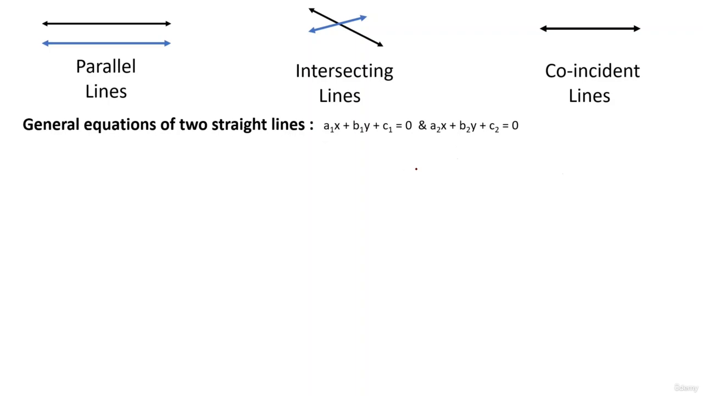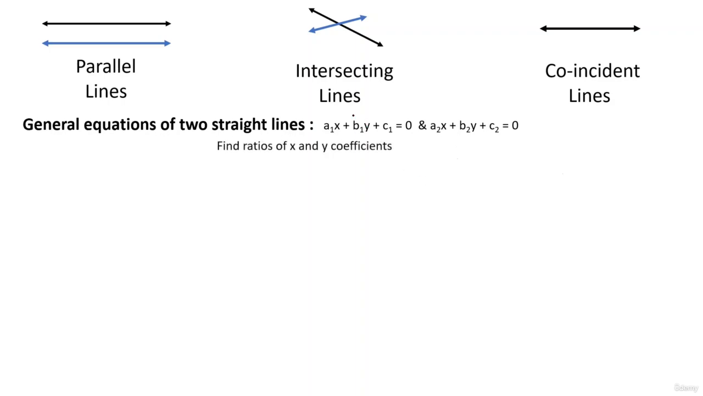We'll understand that a1x plus b1y plus c1 equal to 0 is nothing but a straight line. So before we solve the two equations, we have to understand whether they are parallel, intersecting lines, or coincident. To understand that, we first find out the ratio of their x and y coefficients.